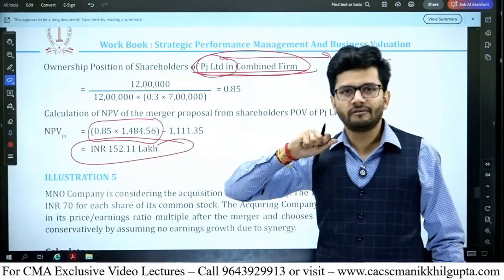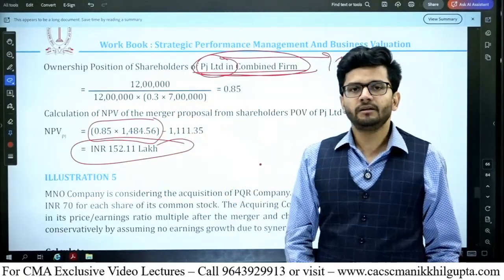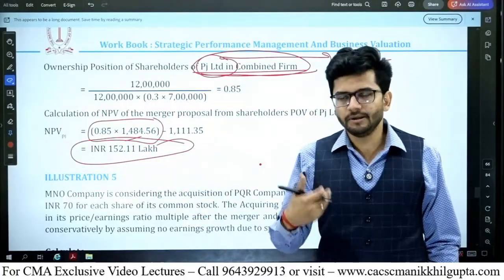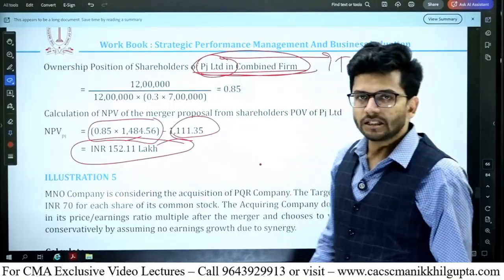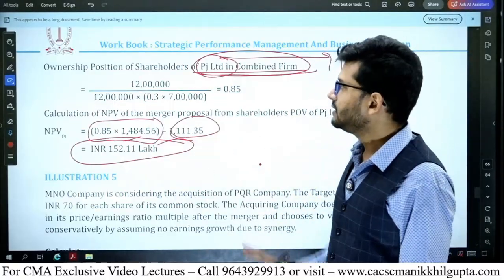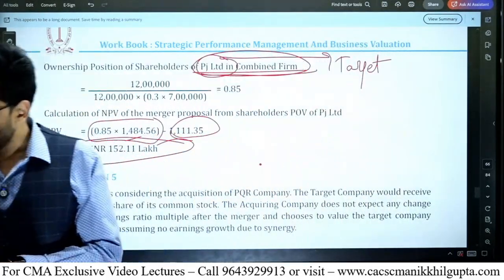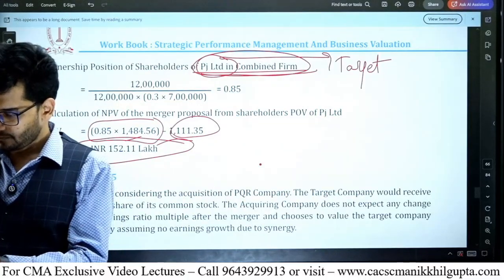What is it going to get after merger? And what is it which it will be losing? So 85% is going to get in the entire firm. It will be losing out on the value of the target company, 111.35 it will be losing. So this is the NPV which is calculated. Yes, a little bit difficult calculation, but the concept remains the same.